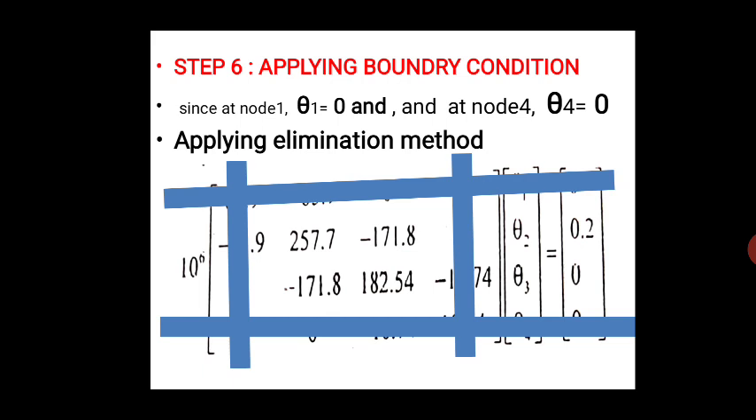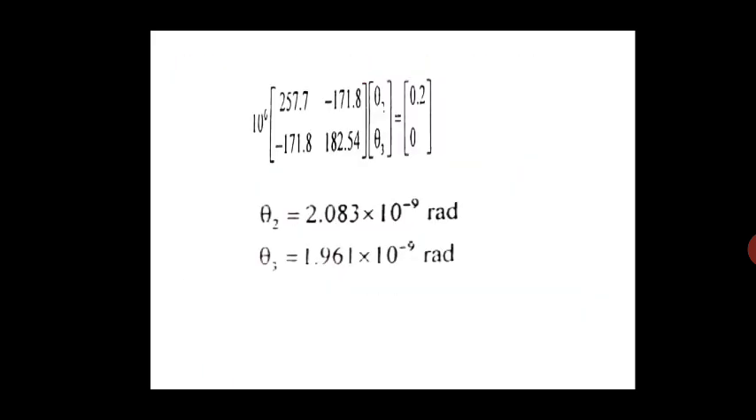Now after applying the boundary conditions, the reduced equation can be written as 10 raised to 6 into the matrix [257.7, minus 171.8; minus 171.8, 182.54] into the displacement vector of theta 2 and theta 3 is equal to the torque vector 0.2 and 0.